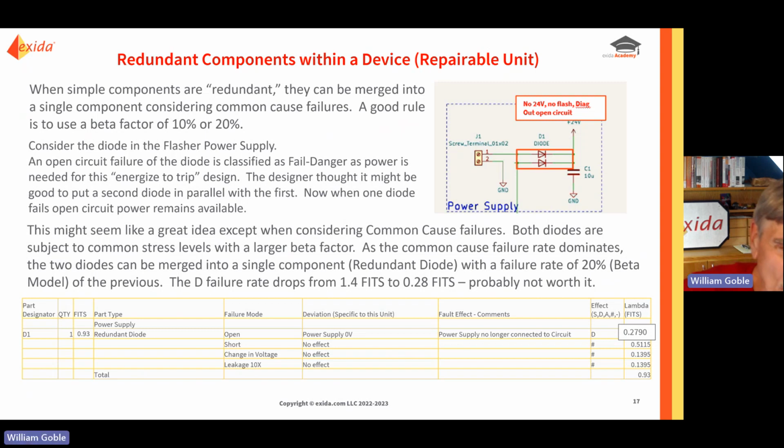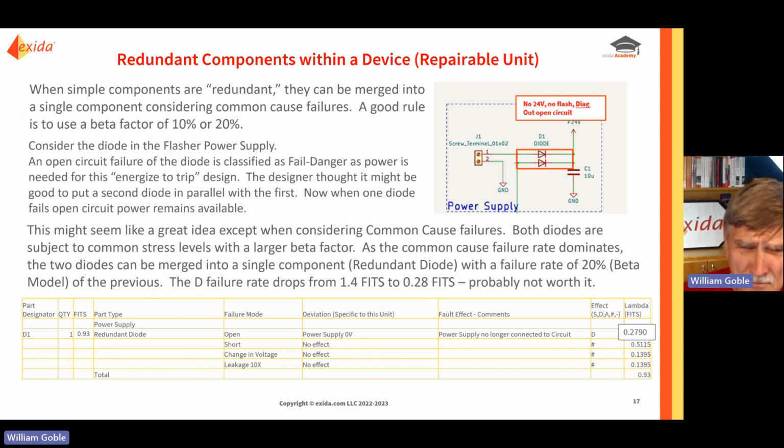So we realized that we could take those two diodes and replace it with a line on the FMEDA, which we'll call redundant diode. Now, the common cause failure rate at a 20% beta model, which is probably a wee bit conservative, would lower the dangerous failure rates of this component from 1.4 fits to 0.28 fits. So we dropped a little over 1 fit.